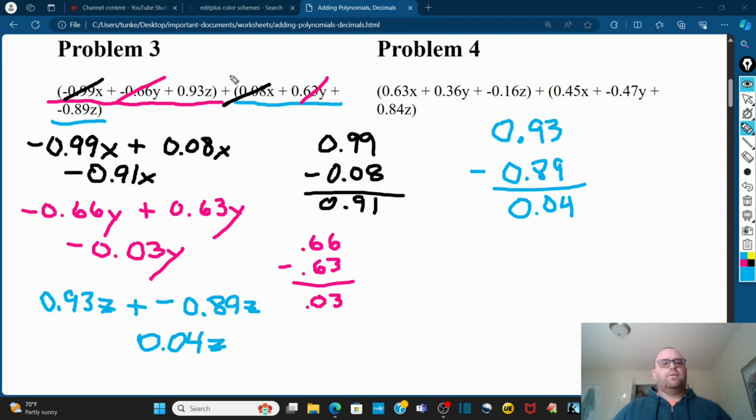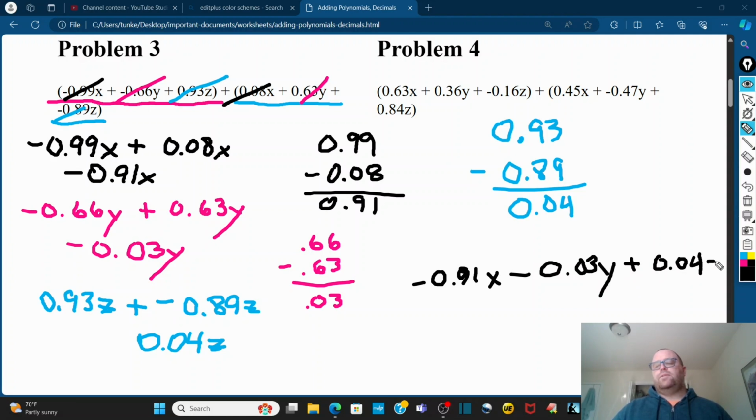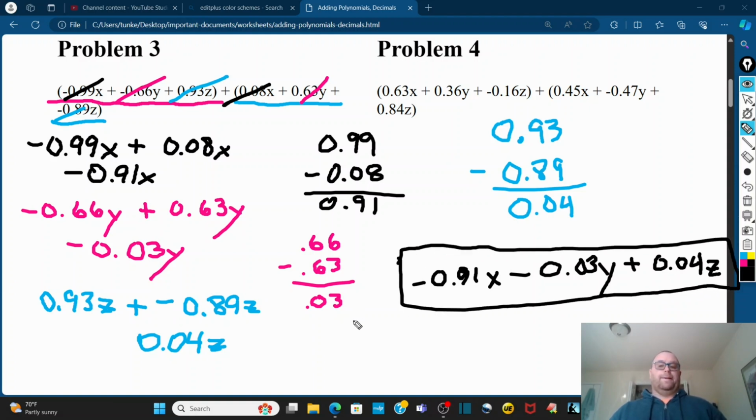So putting this all together, we have negative 0.91x minus 0.03y plus 0.04z. And that is our solution for number 3. Okay, take a snapshot and let's move to number 4.